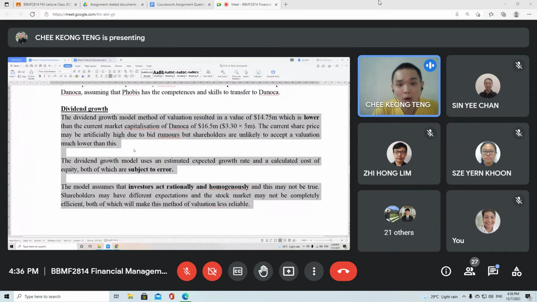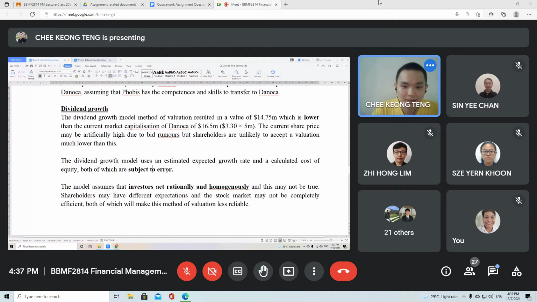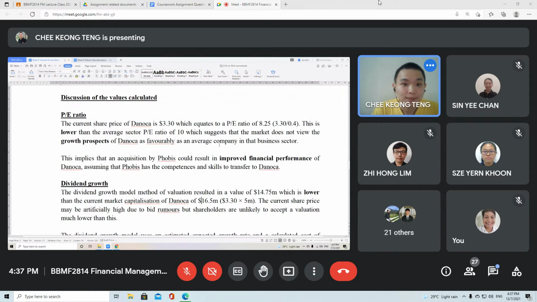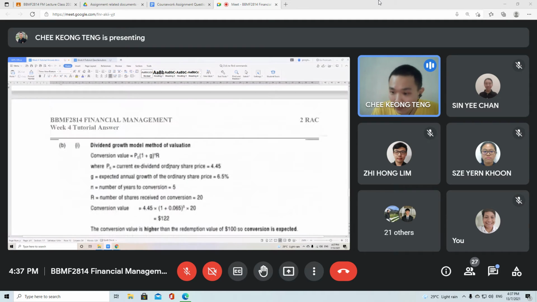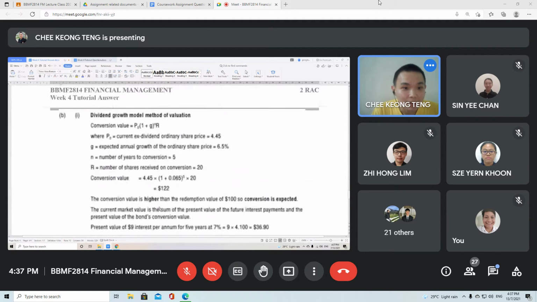But this one is more about why the difference exists, because the dividend growth model is subject to error. The assumption that you can continue to grow at a constant rate, all these things are subject to error. So it's not that accurate actually. That's why there will definitely be a difference if you compare that to the share price, the market value. Okay. All right, I think that's all for question A.